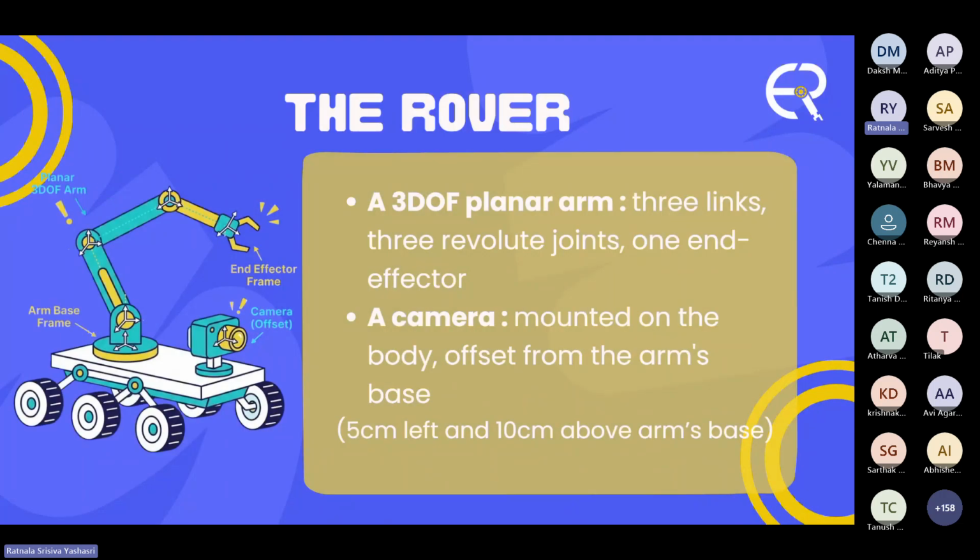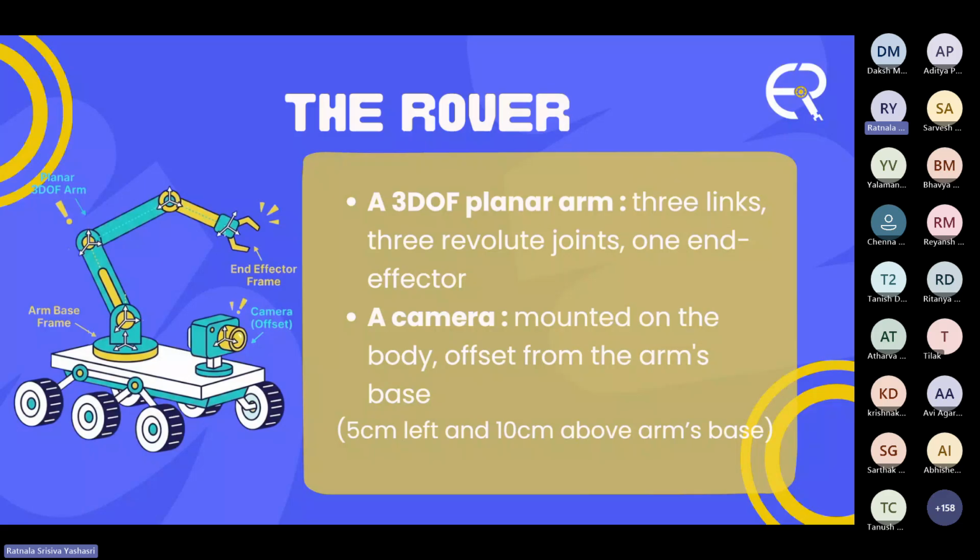Okay, now here's our actual rover for today. It has a 3 degree of freedom planar arm. So it has 3 links, 3 revolute joints, and 1 end effector. And it has a camera. Now the camera is not sitting at the arm's base. It is mounted 5 centimeters to the left and 10 centimeters above the arm's base. We will look at why that information is important in a while.